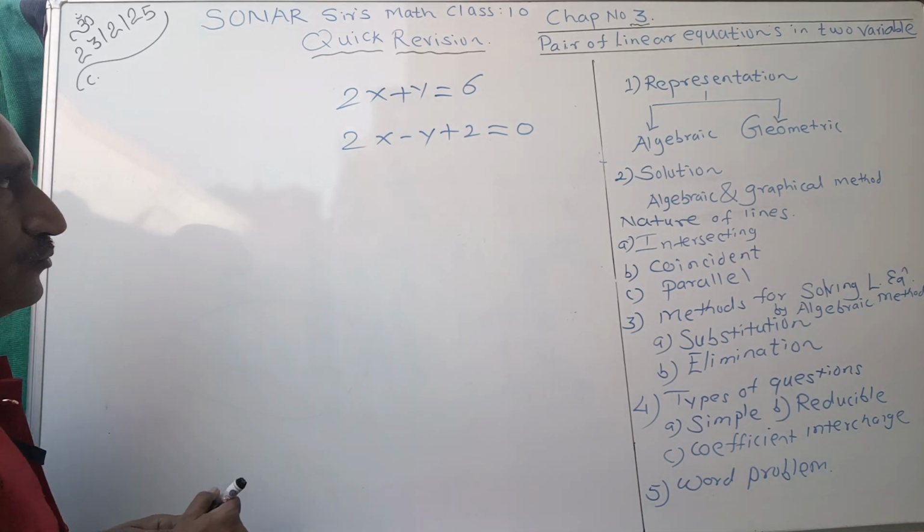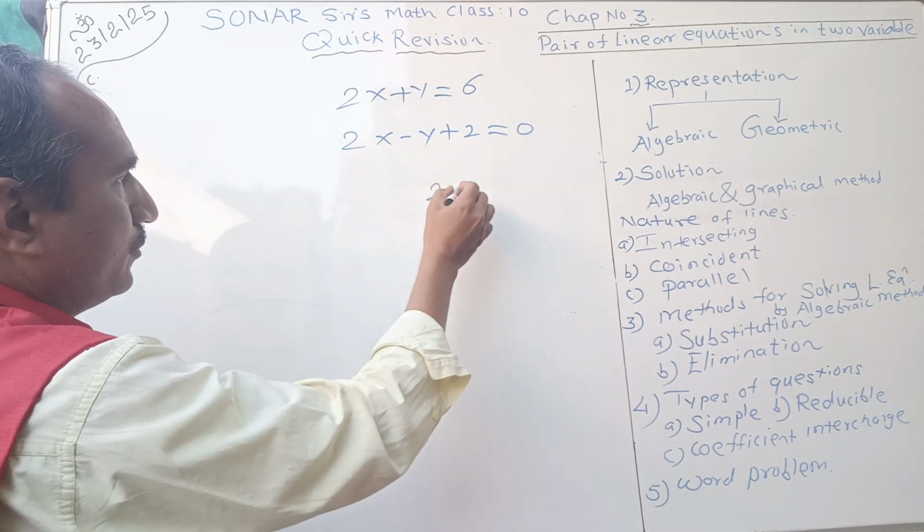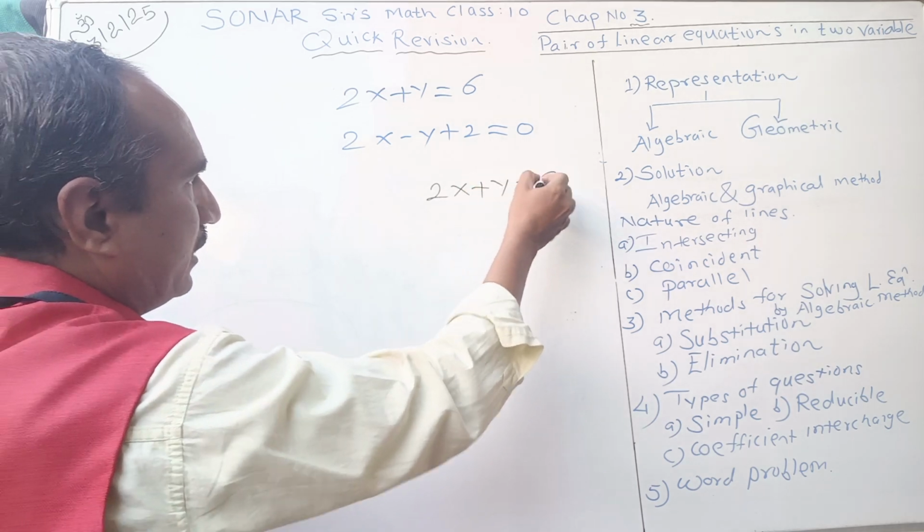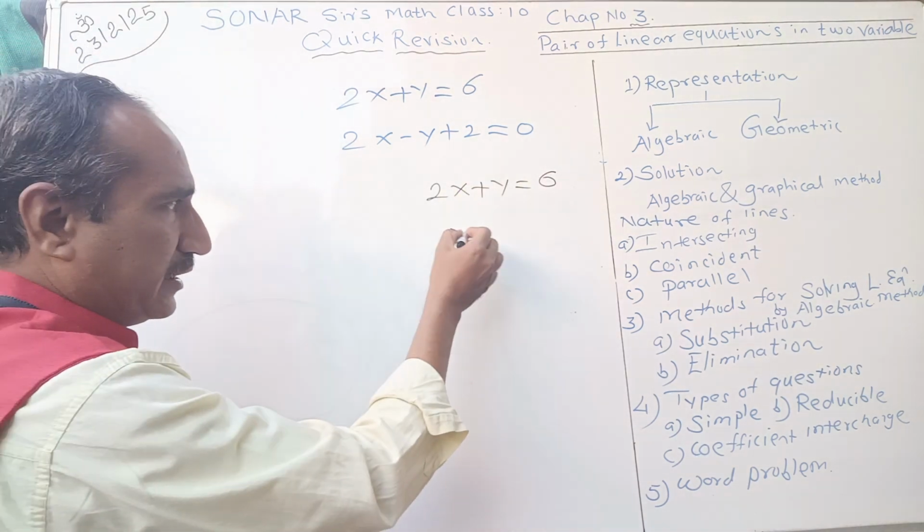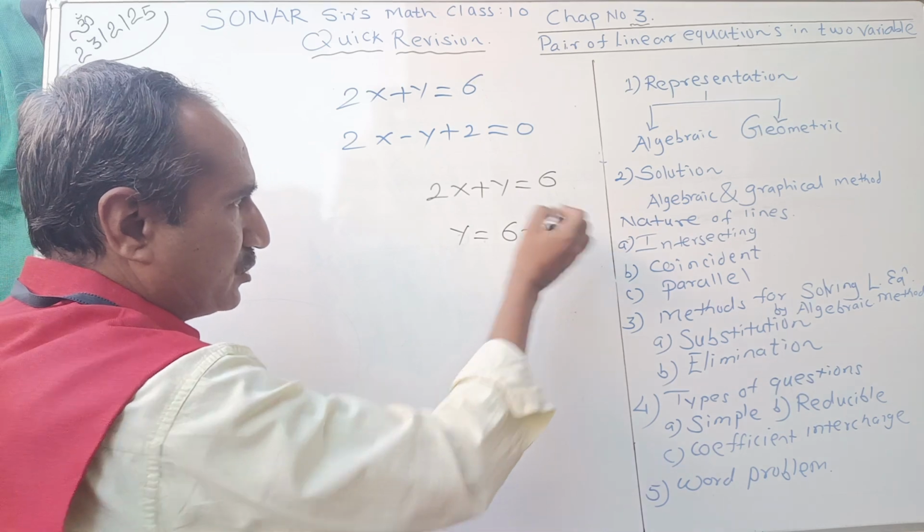Here first we have to find the coordinates of the points. So 2x plus y equal to 6. We can take y equals to 6 minus 2x.